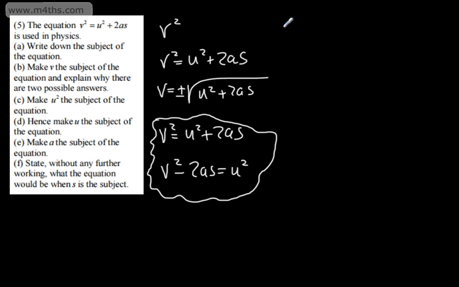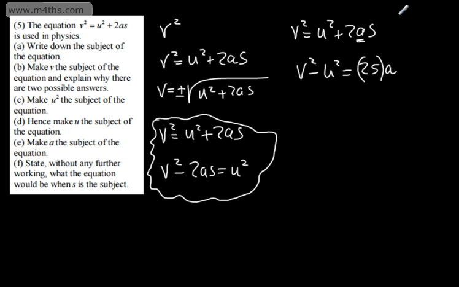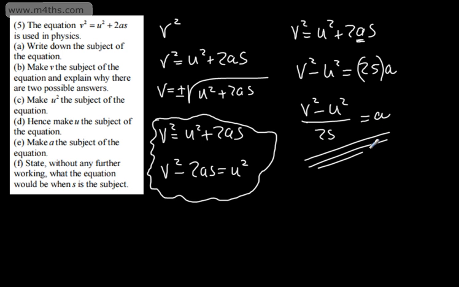Make a the subject. Well, v squared is equal to u squared plus 2as. So we need to isolate this term. First thing we can do is subtract the u squared. So v squared minus u squared is equal to 2 multiplied by a multiplied by s. And I'm going to write this as 2s multiplied by a. Imagine this is just 3 times 4 times 2. So this 2s is multiplied by a, and to isolate the a and make a the subject, we need to do the inverse. The inverse of multiplying by 2s is dividing by 2s, and that gives us a. So a is now the subject of that equation.